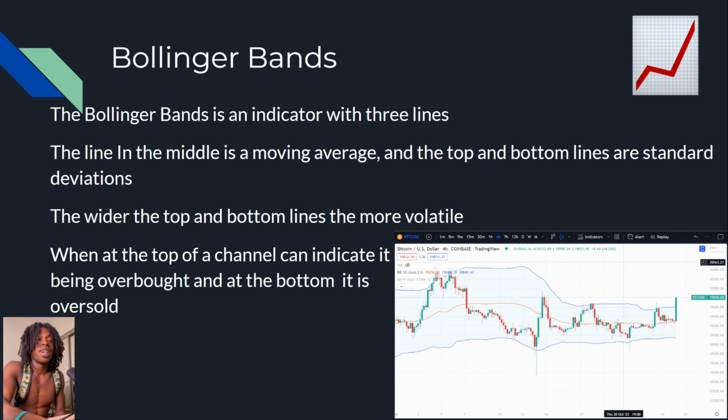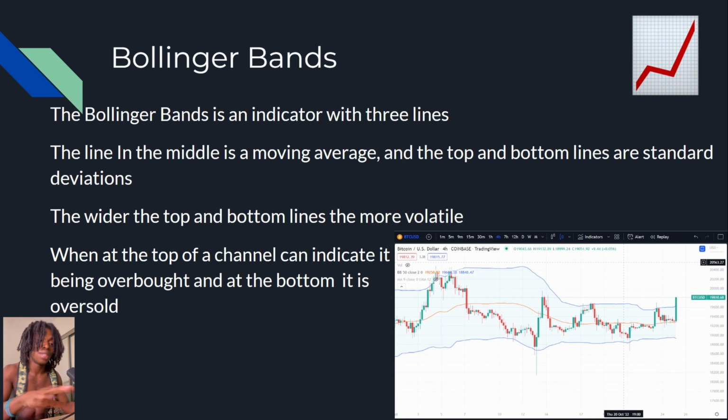Bollinger Bands is an indicator with 3 lines. The line in the middle is a moving average, and the top and bottom lines are standard deviation. The wider the top and bottom lines are, the more volatile the security is. The top of a channel can indicate it being overbought, and the bottom can indicate it being oversold.